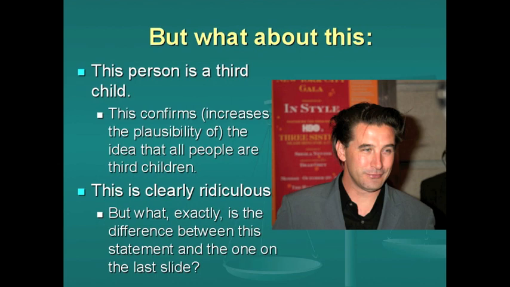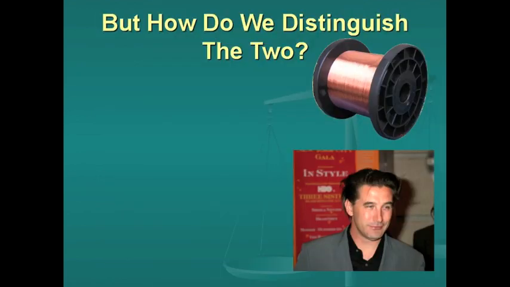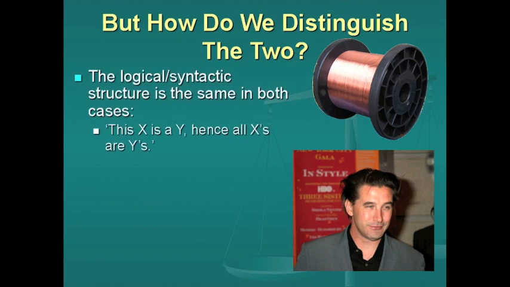Now, this is obviously ridiculous. This is not the way actual science works. But what exactly is the difference between this statement and the one about the copper conducting electricity? I hope you can see right away, it's not the logical structure of what's going on here. The logical structure is identical. All x's are y, this x is y, seems to support all x's are y. Whether you're talking about copper conducting electricity or people being third children, the logical structures of these two examples are identical. So it can't simply be a question of the logic of the statements in question.